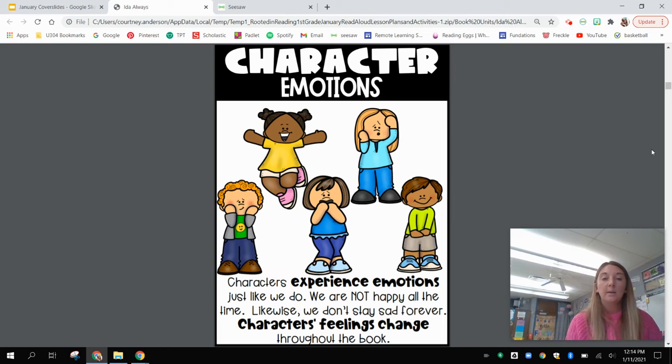If you look here at the picture, if we look at the little girl here, she's jumping up, her mouth is wide open. How do you think this character is feeling? Happy and excited. She's excited. Maybe she's getting ready to eat some dessert or go over to a friend's house, and she is feeling excited about it.